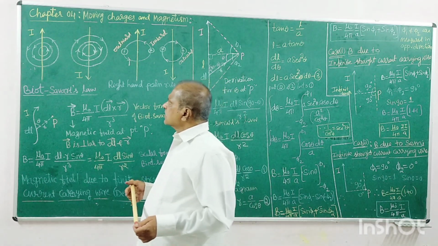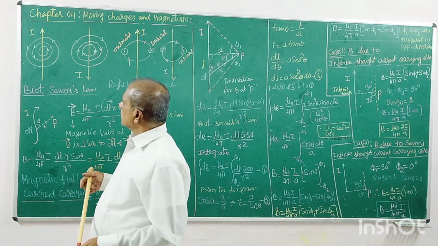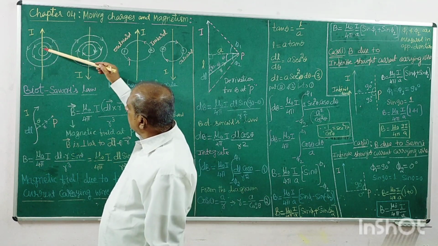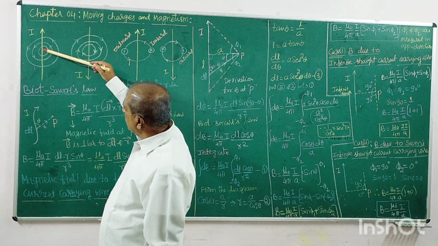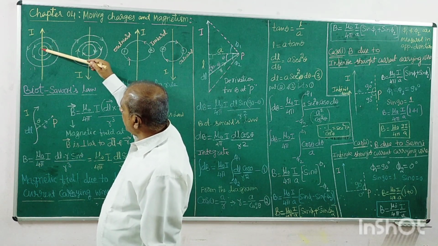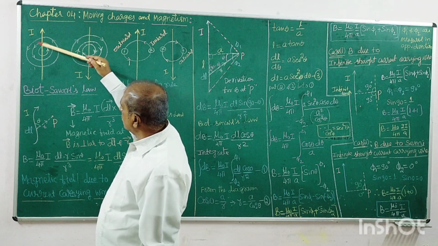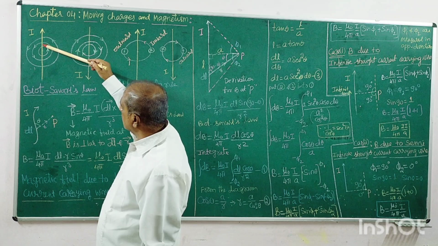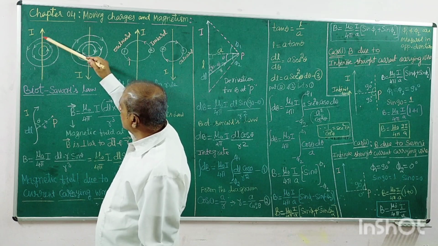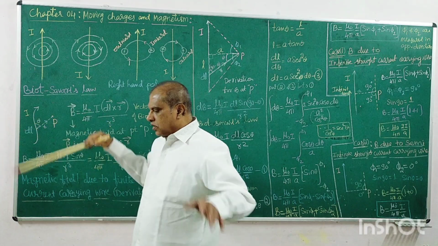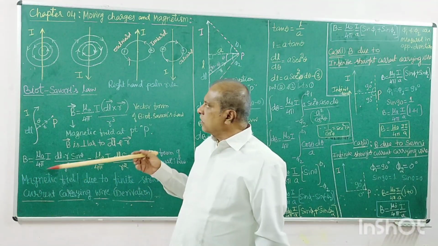These concentric circles, in the same fashion, can arise at different points on the conductor. At this point, you have one more set of these concentric circles. At this point, one more set. So we have concentric circles at every point all around.